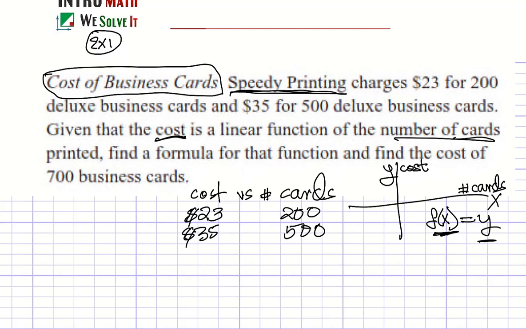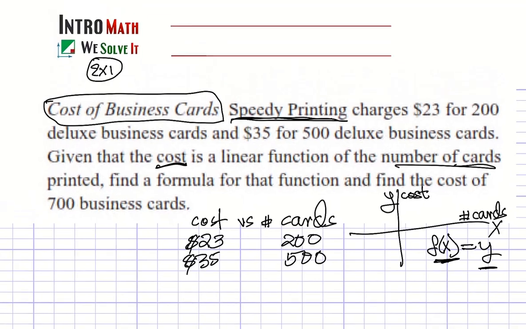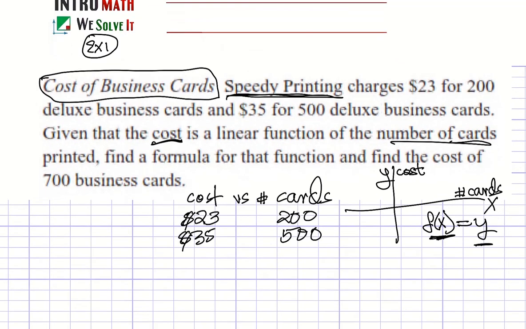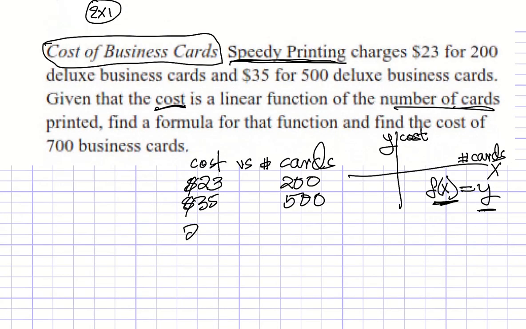So basically, what they're saying is, you always think in terms of ordered pairs. What they're saying here is 200 cards is paired with $23, okay, and then 500 cards is paired with $35. That's all they're saying there, man. That's the ordered pair they have there. You gotta try to understand that.